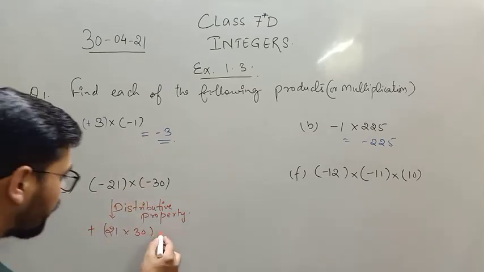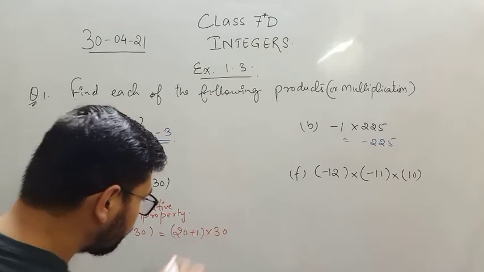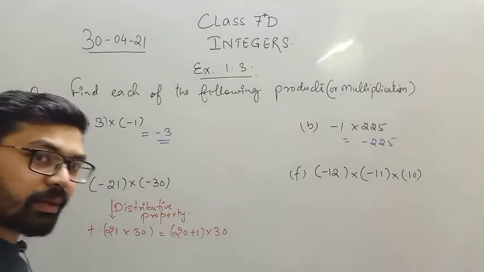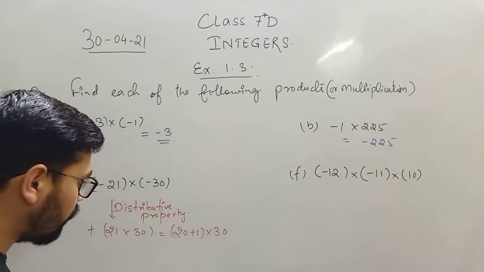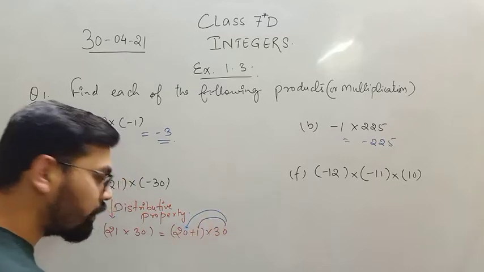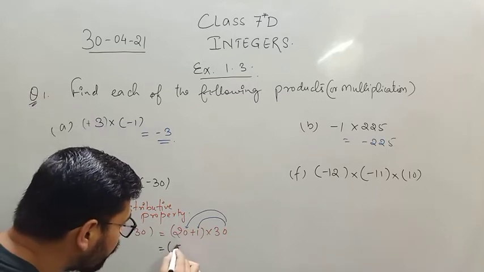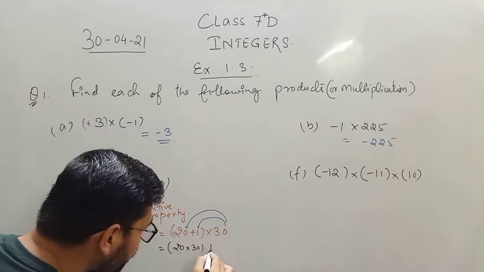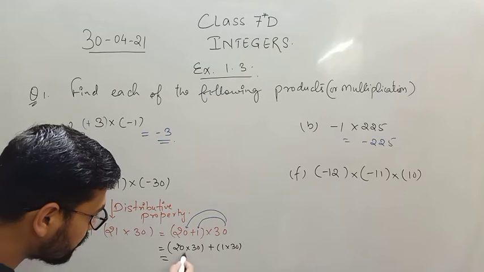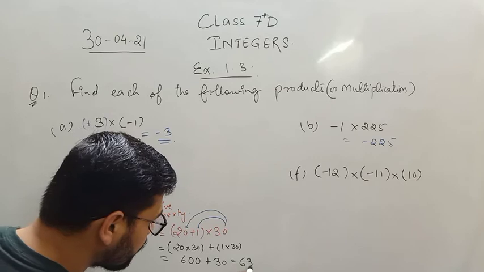Okay, now 21 can be written as 20 plus 1 into 30. Any doubt? 21 can be written like this. Now you can apply the distributive property. How? First you multiply 30 with 1 and then you multiply 20 by 30, right? So what will you get? 20 into 30 plus 1 into 30. 2 3s are 6 and 2 zeros as it is, plus 1 30s are 30. So your answer is 630.